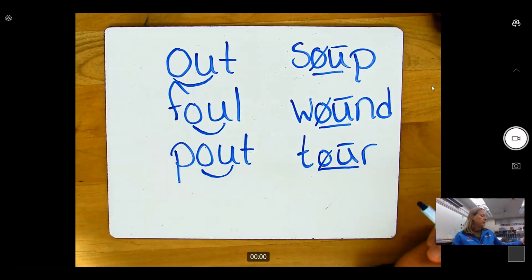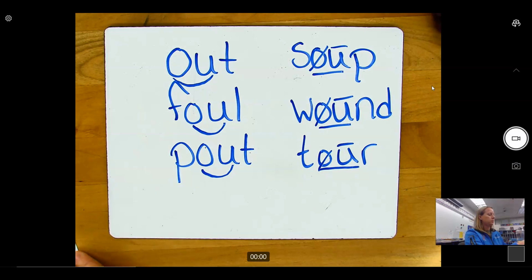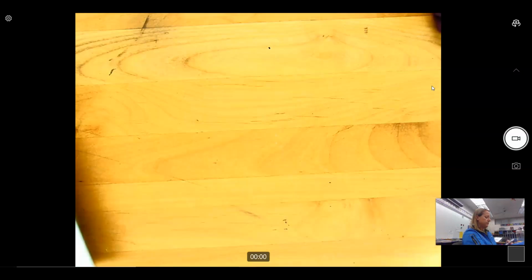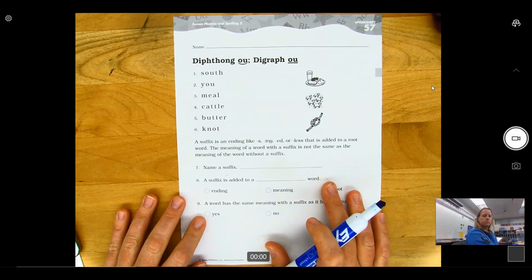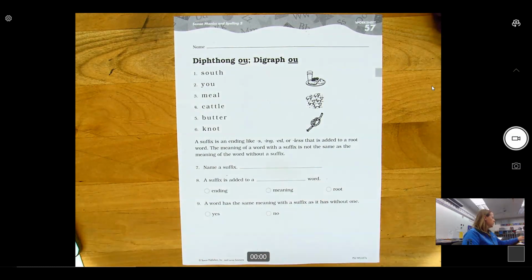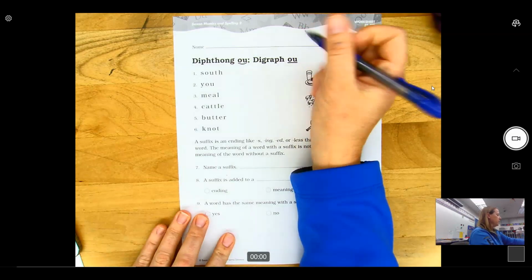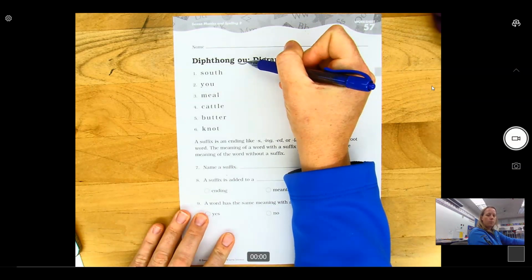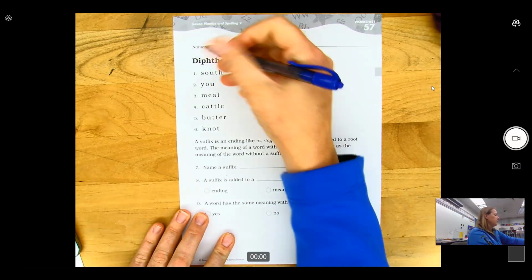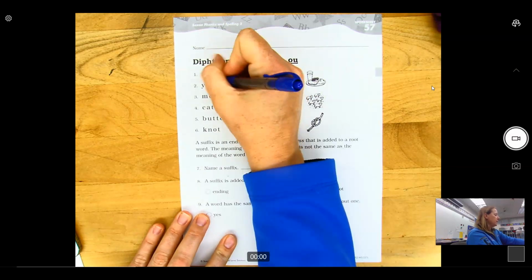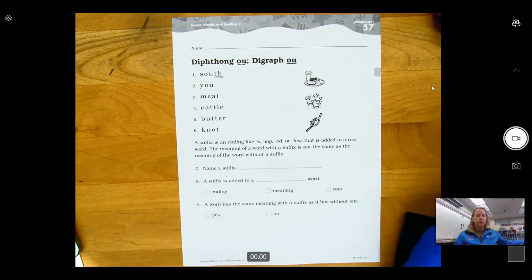We already coded these words and looked at our picture cards for today. So let's go ahead and go to our worksheet. Our first word, we either have diphthong ow or digraph oo. So what do you think? We have a digraph th right here, but what do you think this is going to say? We can try the oo first.